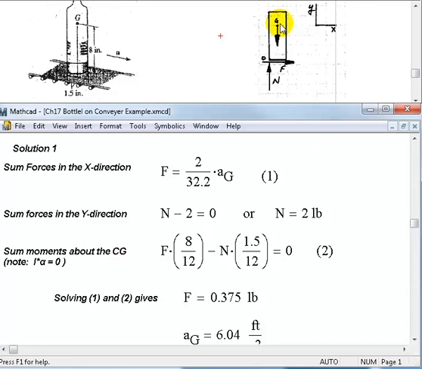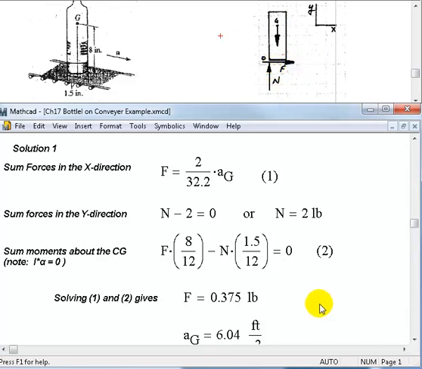Notice the center of gravity up here at a distance of 8 inches. And we are shown a diameter of the bottle of 1.5 inches, sorry, that is the radius of the bottle is 1.5 inches. And so looking at moments about the center of gravity, two forces will cause moments about the center of gravity, the friction force and the normal force.